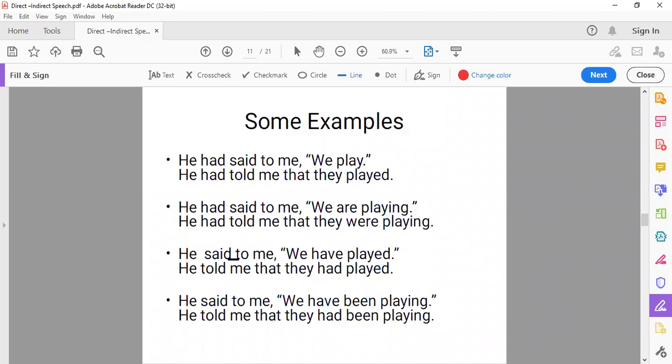Yes, with this, we have finished with the simple form. If anyone has any doubt, you can ask. Otherwise, after this we have the question form.